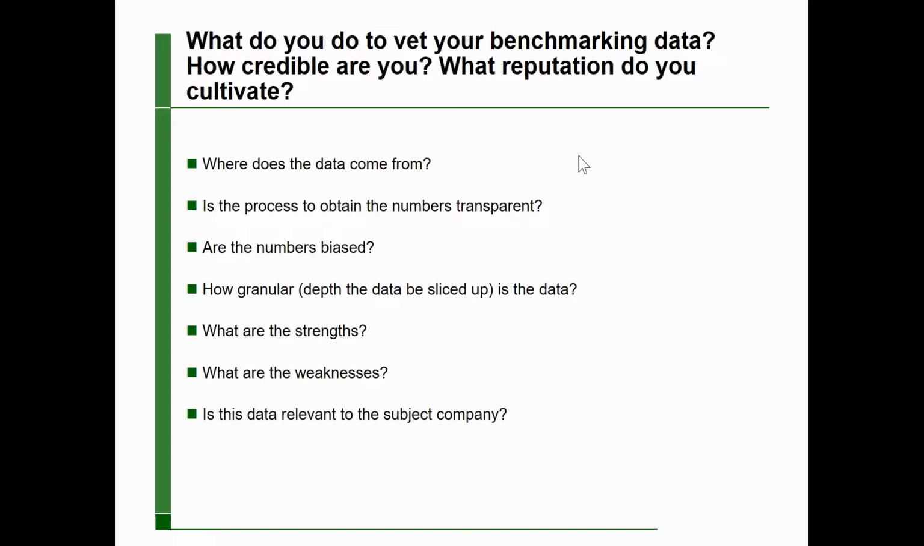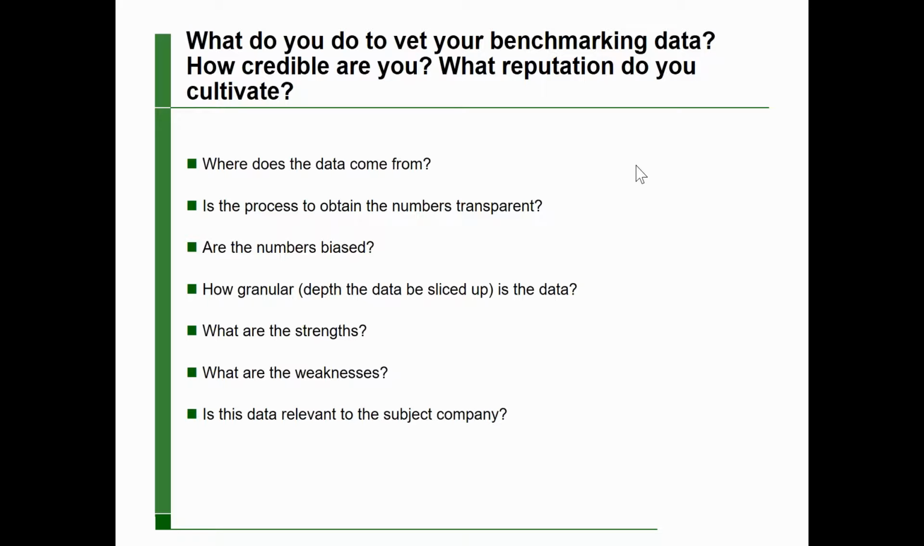So when we look at all of that information, the question I have is how do you vet your benchmarking data? How do you make sure that you're credible? Vet means to subject to a deep and involved investigation, an evaluation. And then at the end of all of that, after you vet your information, the question is, what reputation do you want to cultivate?